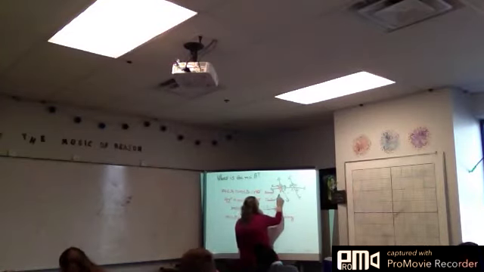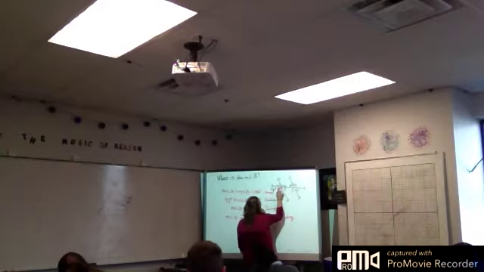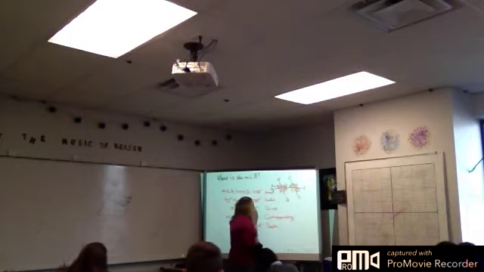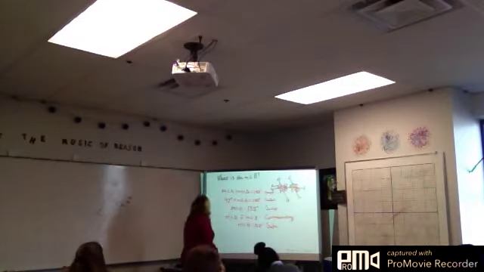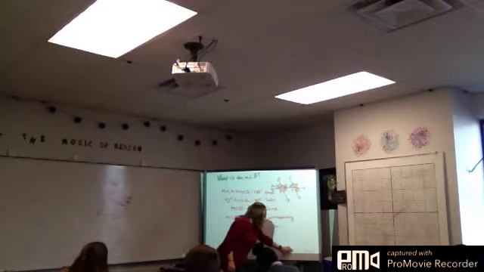Corresponding angles are like here and here. A and E are corresponding. B and F, C and G are all corresponding angles. So corresponding skips one, that's how I remember it, okay? Those are corresponding angles.